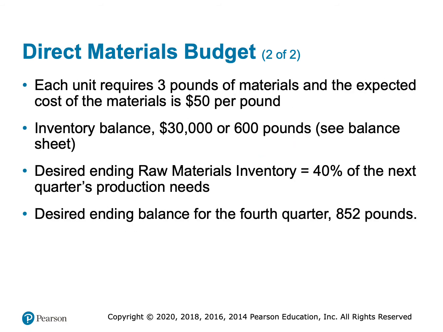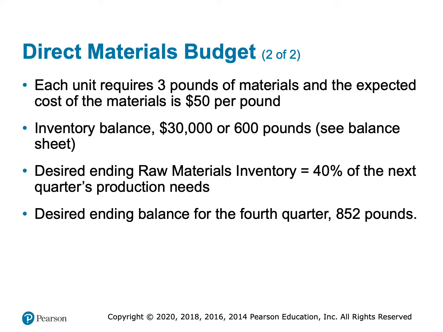So let's look at our data. We're told that every unit that we produce requires 3 pounds of materials. So that's a lot. These are very heavy tablet computers. Every unit requires 3 pounds of materials, and we expect each pound of material to cost $50. If you look on the balance sheet, the direct materials inventory is $30,000 or 600 pounds. So 30,000 divided by $50 a pound is how we get the 600 pounds.